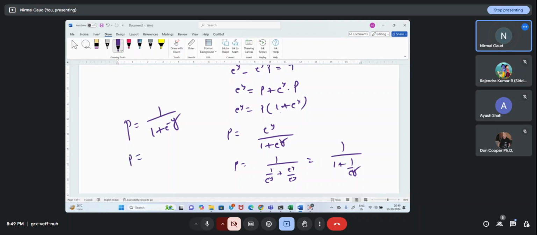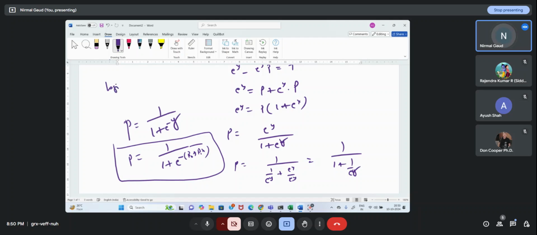And then I can write y as beta naught plus beta 1 x, so p equals 1 upon 1 plus e to the power minus (beta naught plus beta 1 x). This is your probability, very much important. Your logistic regression function gives probability only. It gives you probability scores. Remember, we are taking probability scores only.